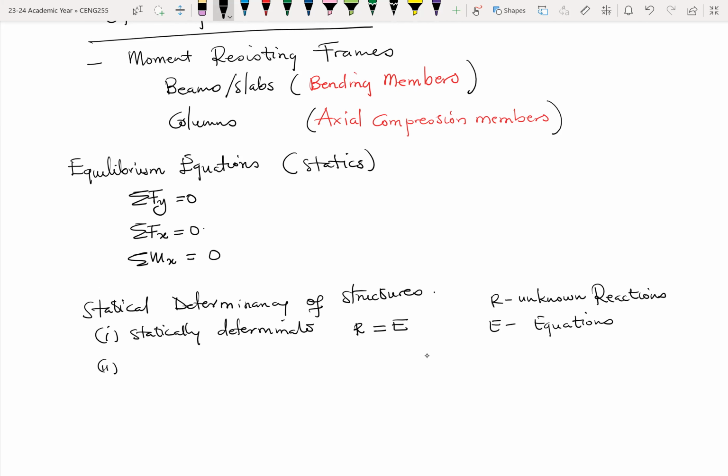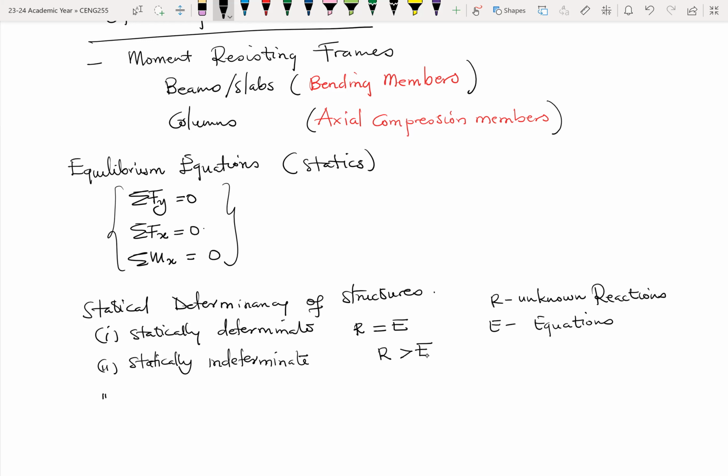And when the unknown reactions are more than the number of equations, then this becomes statically indeterminate. What this means is that these three equilibrium equations are not enough to solve the problem, and I will need some additional equations. These equations we call compatibility equations. We'll look at what they are.